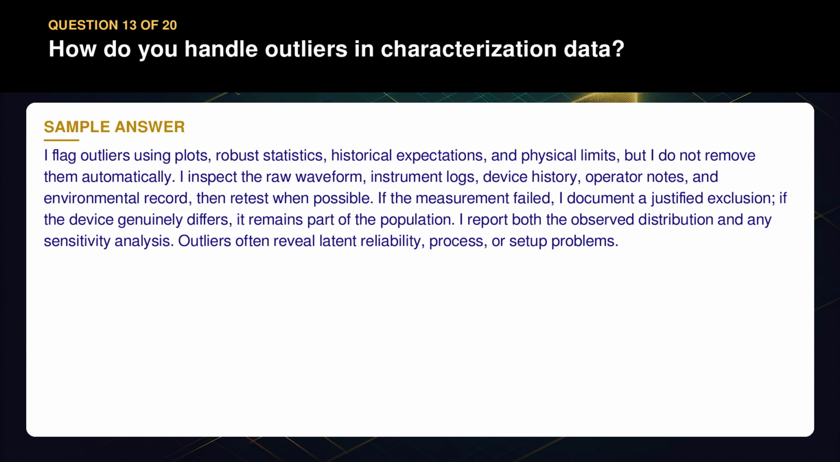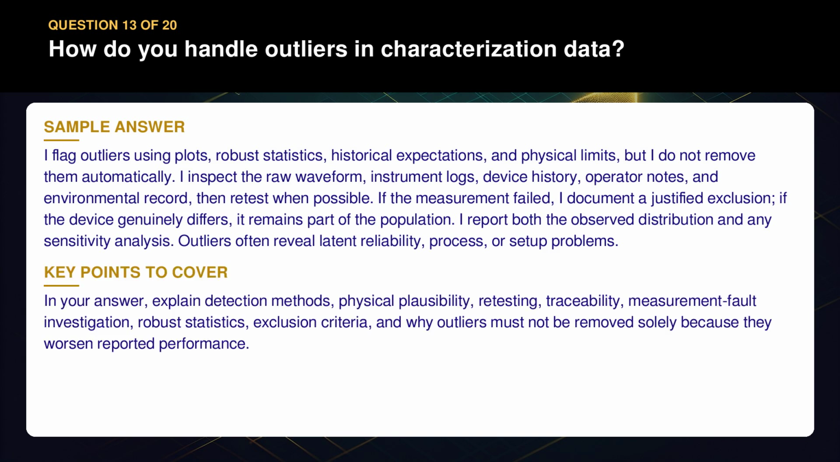If the device genuinely differs, it remains part of the population. I report both the observed distribution and any sensitivity analysis. Outliers often reveal latent reliability, process, or setup problems. In your answer, explain detection methods, physical plausibility, retesting, traceability, measurement fault investigation, robust statistics, exclusion criteria, and why outliers must not be removed solely because they worsen reported performance.